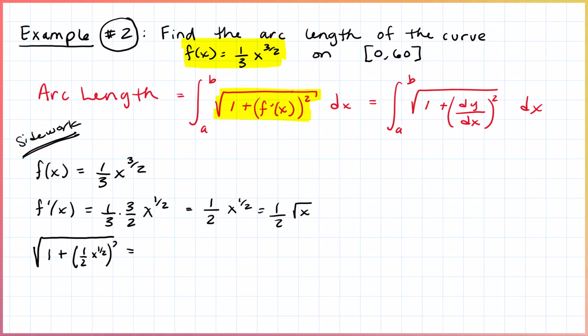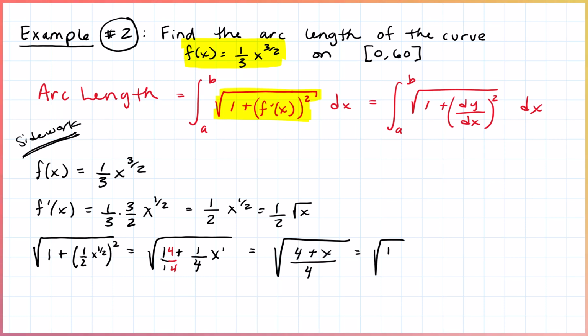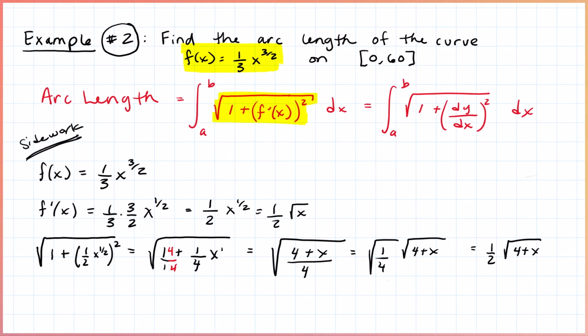All right, so I need to take that derivative, square it, add 1, and take the square root. Notice when I square that, it's kind of convenient because I just get 1/4 times x, because we're squaring a square root. So that just becomes x to the first power. And then I'm going to keep simplifying this root. It does simplify a little bit nicer. I can find a common denominator, and the common denominator is a perfect square. So this becomes the square root of (4 plus x) over 4, but that's the square root of 1/4 times the square root of 4 plus x, and that is simply 1/2 square root of 4 plus x. That's simplified down very nicely.